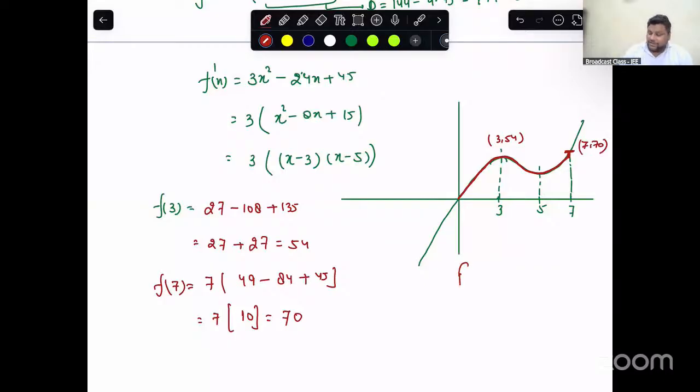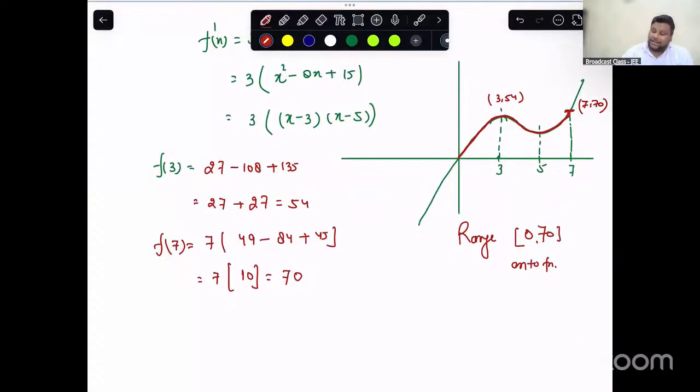Correct? So definitely the range of the function is what? 0 to 70, with minimum value 0 at 0. So that means this function is onto. Now any line drawn parallel to the x-axis is definitely going to intersect it at more than one point. So it is many-one. Many-one. Am I clear, everybody?